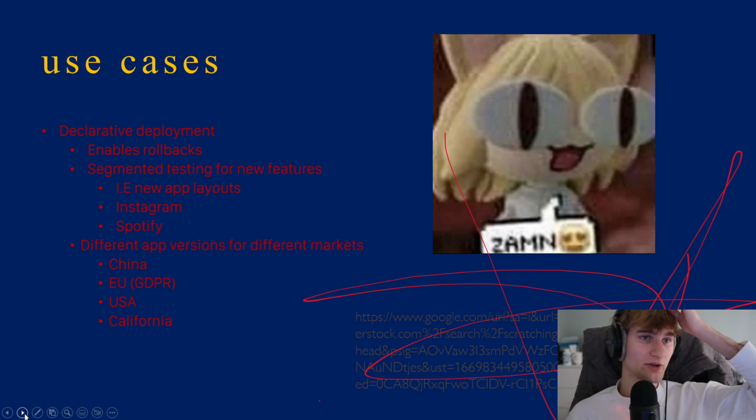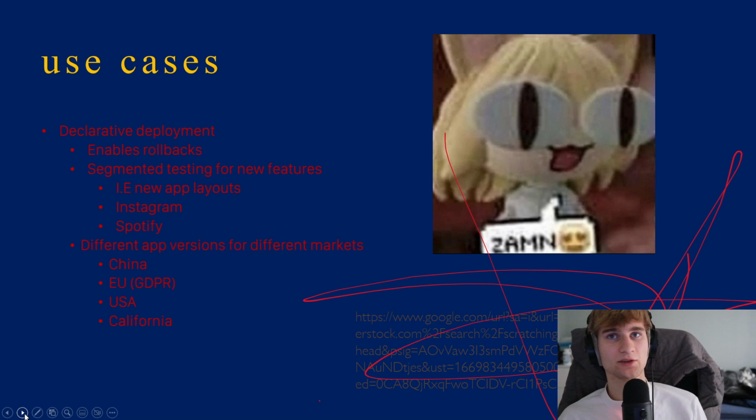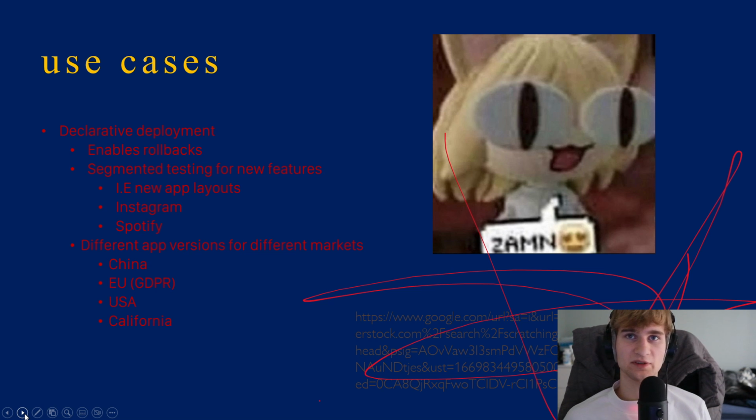And one of the most important use cases is the rollback functionality. If you push an app or an update and it doesn't function, you can quite simply roll it back to the previous version, which already works.